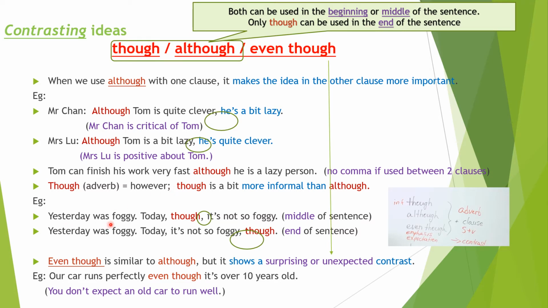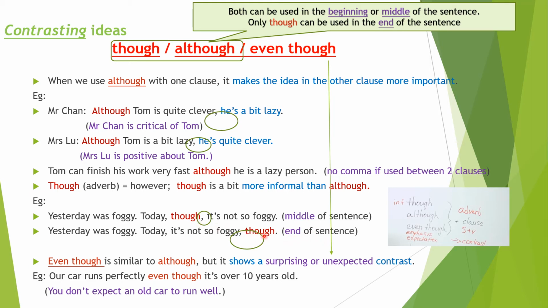Example. Yesterday was foggy. Foggy, that means you can't see things clearly. Today though, that means but, today though is not so foggy. So the word though can be used in the beginning, in the middle of the sentence, and in the end of the sentence. For though: Yesterday was foggy, full stop. Today is not so foggy, though. It can be used at the end of the sentence.